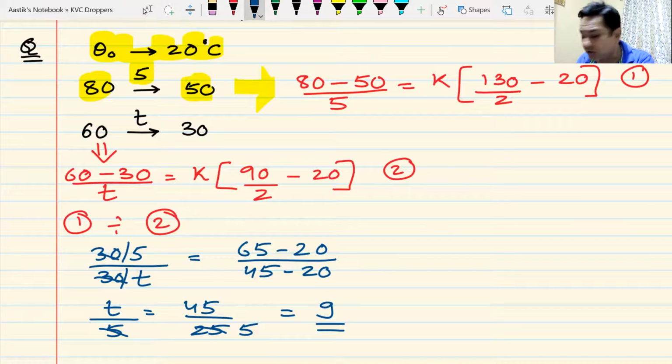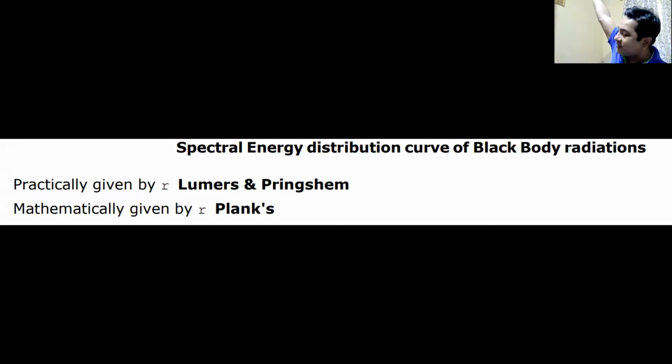It starts with the spectral energy distribution curve of black body radiation. It looks very tall, but it's very simple. We have already seen this. Basically, it is telling us the emissive power, or how much energy is emitted with different wavelengths, with different frequencies. Nothing more complicated about it.